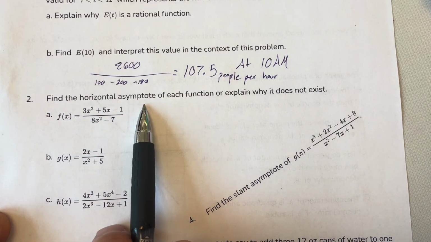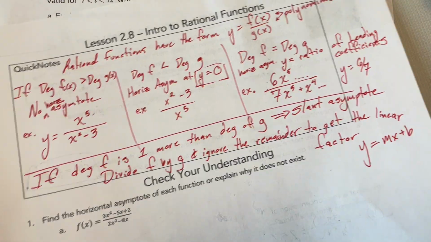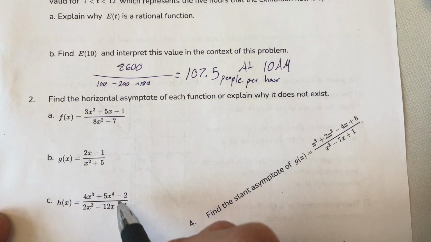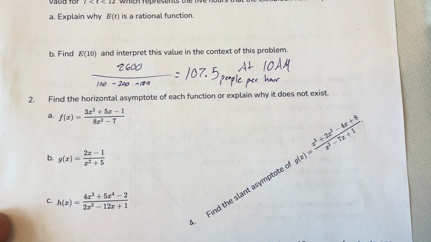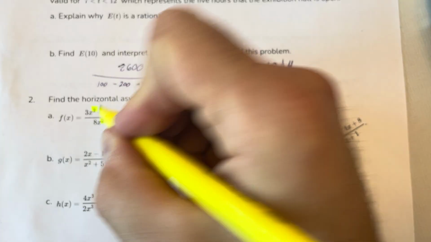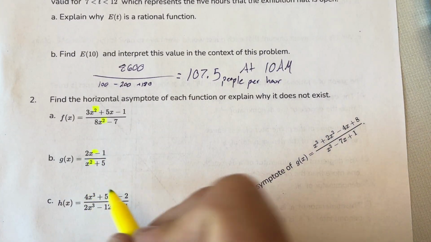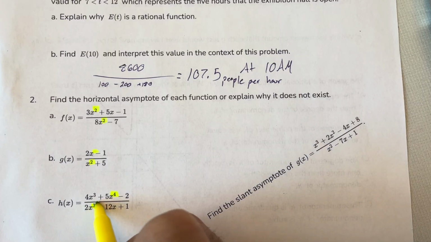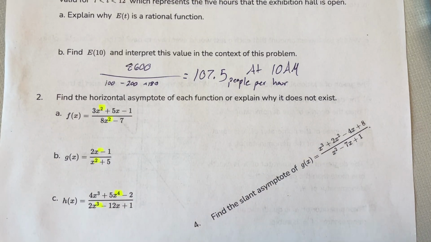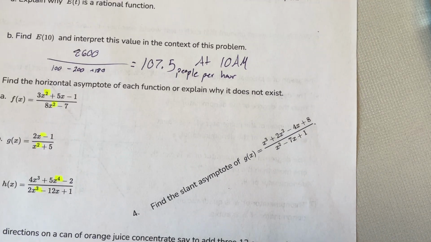The horizontal asymptote: find the horizontal asymptote for each function. This comes back to the notes that we looked at. It's all about the degree of the function. Let's look at those numbers here. I got a degree 2 and a 2, a degree 1 and a 2, and a degree 4 and a degree 3. Great. Oh, let's look at this. Find the slant asymptote of this one. All right, that's going to be fun.